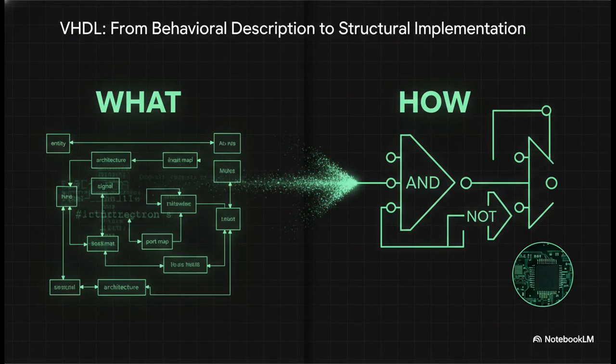Think of it like this. You're just saying, hey, when the clock ticks, I want this value to get stored in memory. See? You're describing the outcome you want. But you haven't said a thing about the actual logic gates, the ANDs, ORs, NOTs that have to be arranged to make that happen. So our first big job is translating that what into a very concrete how.